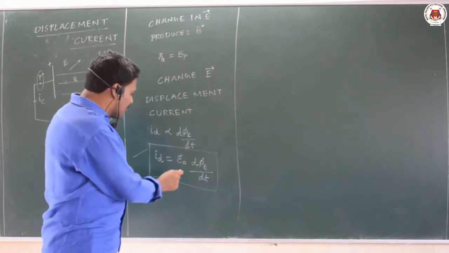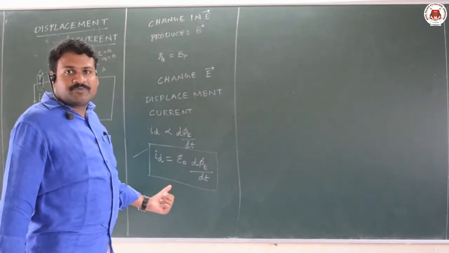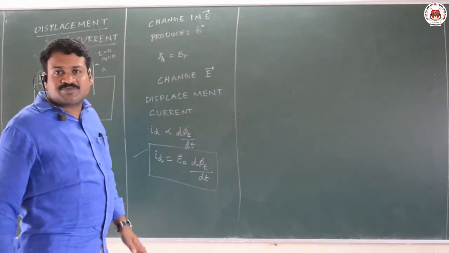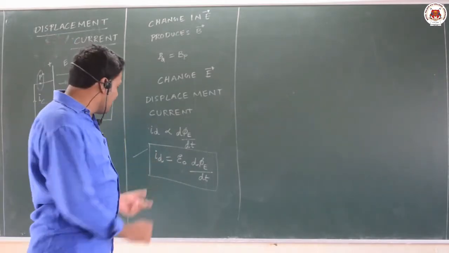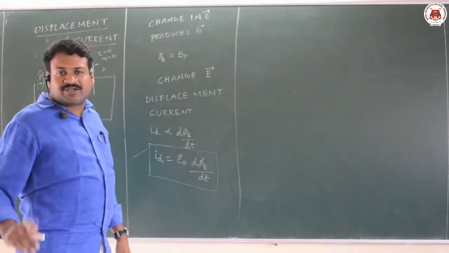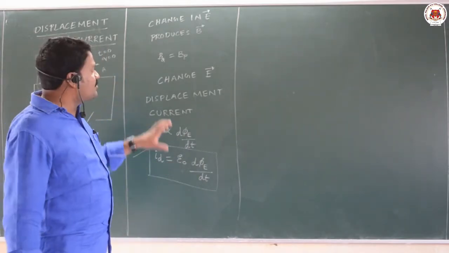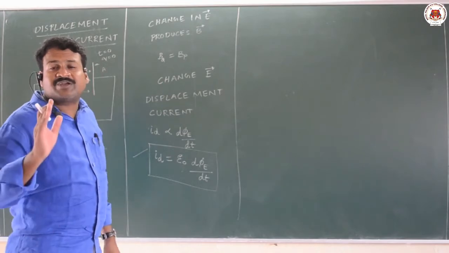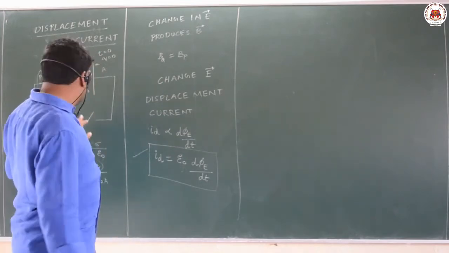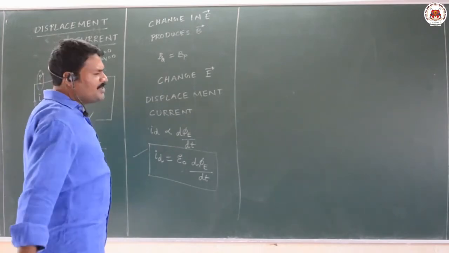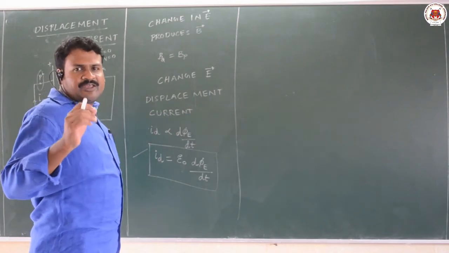This epsilon naught he got from dimensional analysis. By using the dimensional formula, we defined it. It is epsilon naught times the rate of change of electric flux. So that is what is called displacement current. And if you observe here, it also solved the biggest question in electrostatics.